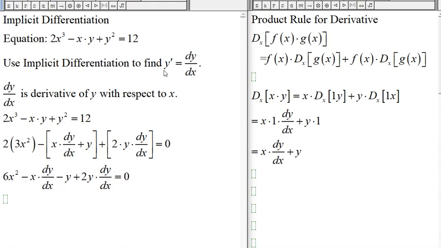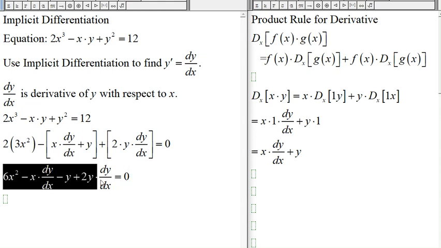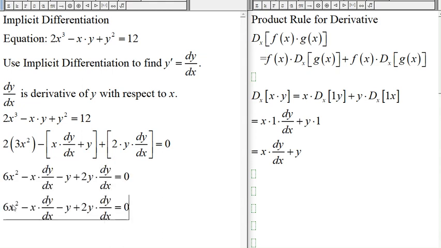And remember that what we're after is dy/dx. So we end up with 4 terms on the left side: 1, 2, 3, and 4. This term has dy/dx, this term has dy/dx. Since we're solving for dy/dx, we need to move all of the terms that do not have dy/dx to the right side. When we move a term from left to right, we do the opposite.